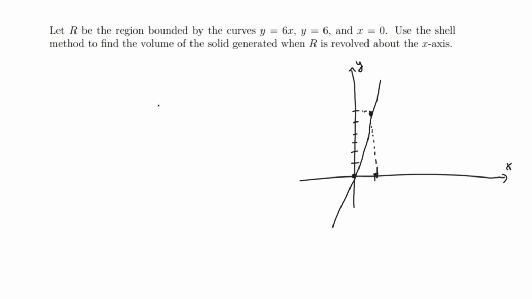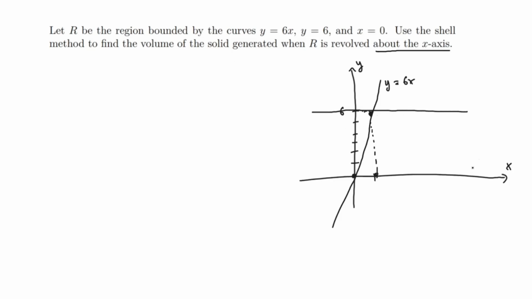Okay, so let's go to the second example. This example looks exactly the same as the previous example, but the difference is that the region is rotating about the x-axis instead of the y-axis. This is the function we have: y equals 6x, and this line is y equals 6. So this is the region, right?